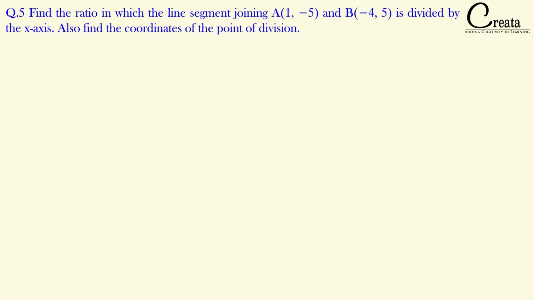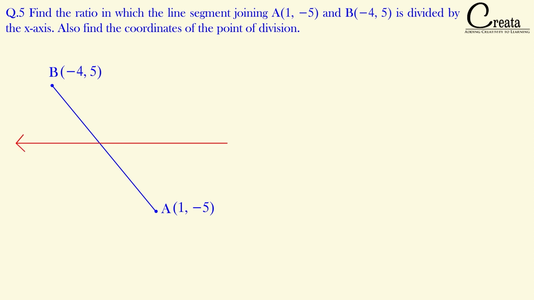Find the ratio in which the line segment A (1, -5) and B (-4, 5) is divided by the x-axis. Also find the coordinates of the point of division. Here this question is talking about 2 points, that is point A whose coordinates are 1, -5 and the second point, that is point B, whose coordinates are -4, 5. These 2 points are joined by a line segment and this line segment is divided by the x-axis. And we know on the x-axis the y coordinate is 0.